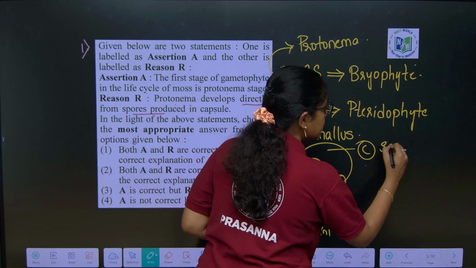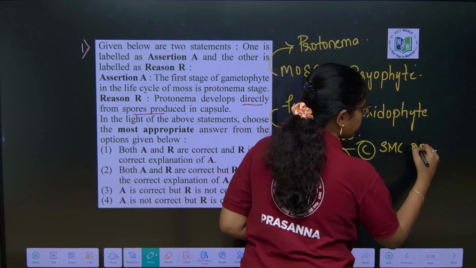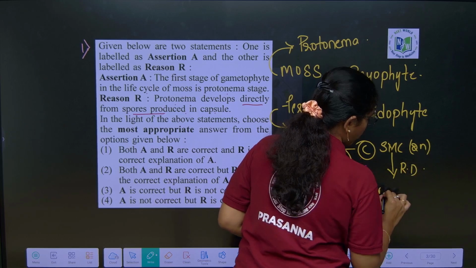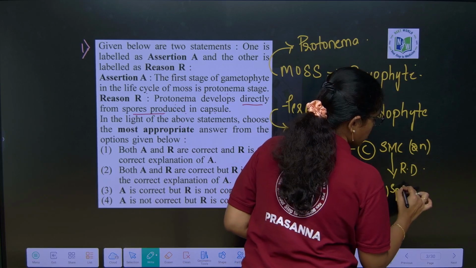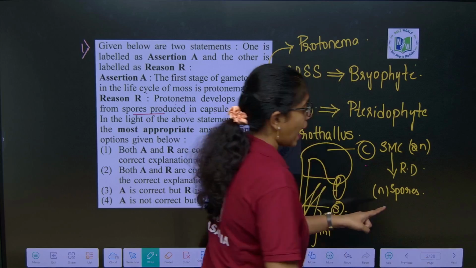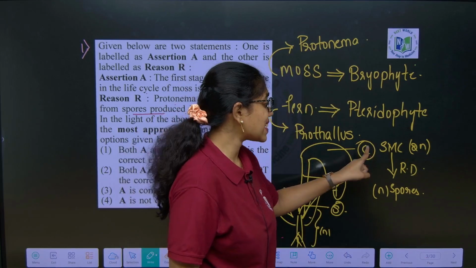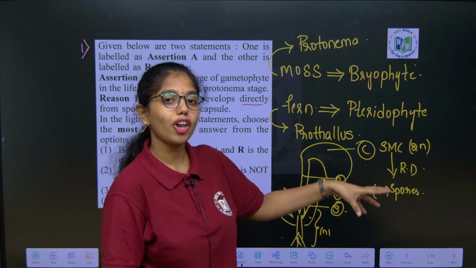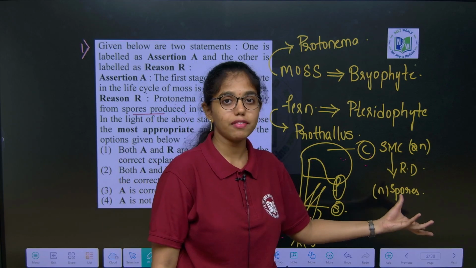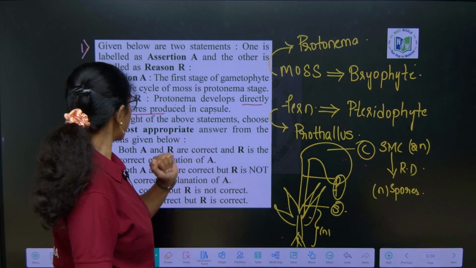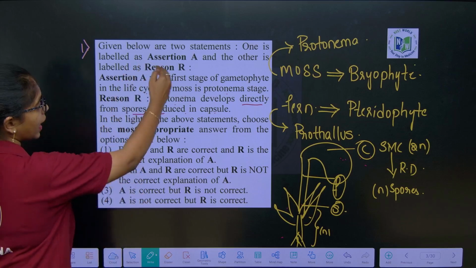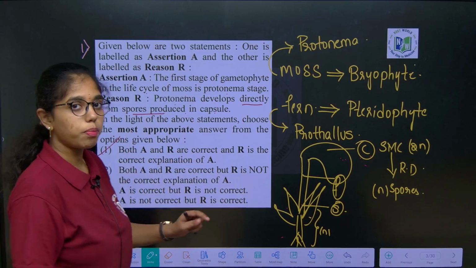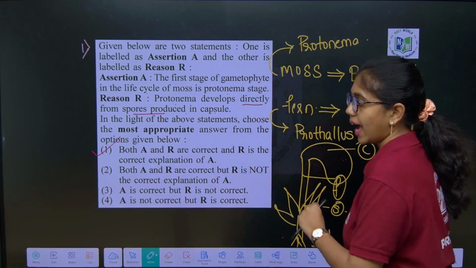So, inside capsule what happens? Spore mother cells which are diploid, they undergo reductional division and they form haploid spores inside the capsule itself. And once the spores are formed, they fall onto the substrate and that gives rise to a new moss. So, here what is the correct answer, Nana? Both A and R are correct and R is the correct explanation for A. Option 1 is the correct answer.